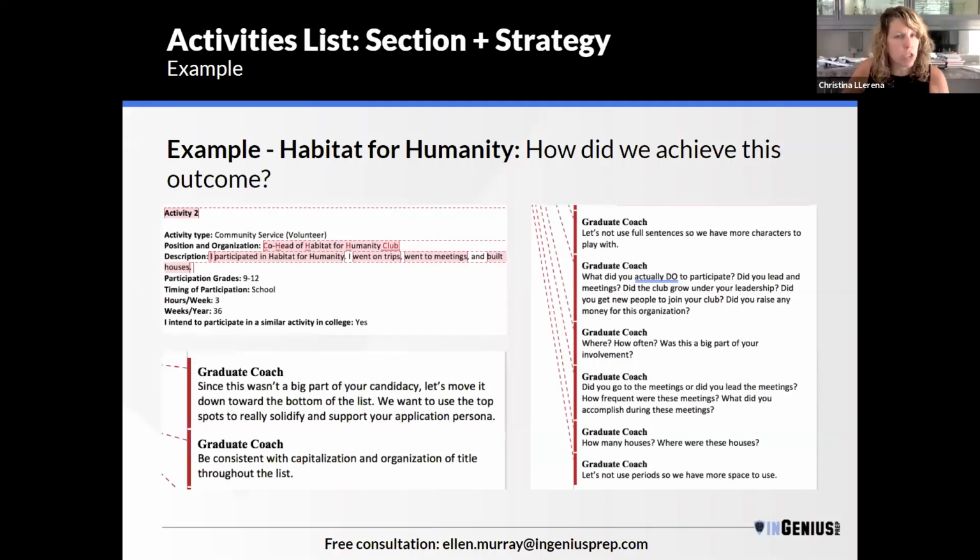Like, what did you actually do? What are your tangibles? Like where, how often? What was part of your involvement? Did you go to the meeting? Did you lead the meeting? So if you see all these questions, we really coach students in trying to bring out what exactly they did accomplish and how they can showcase and show their best self in that actual activity listing.